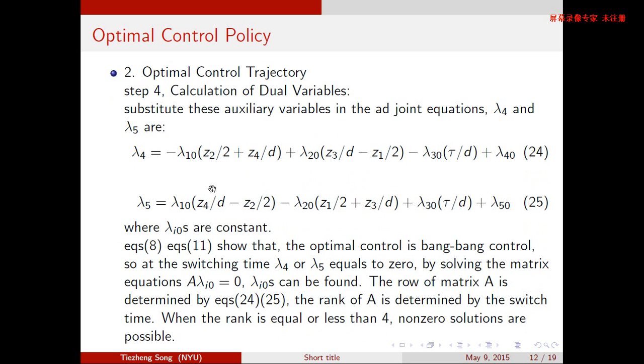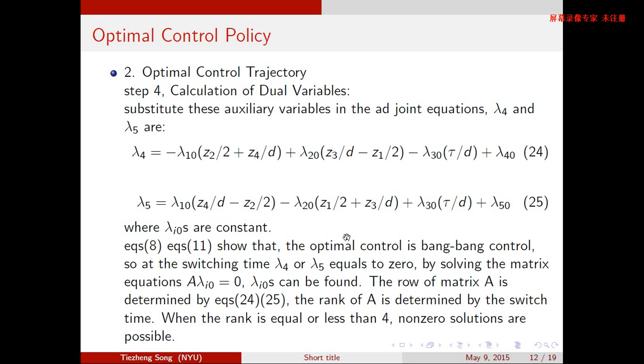when the control of the right whale switches at some time, in this case the value of lambda 4 needs to be equal to 0, which means this equation needs to be 0. So it is obvious that the number of equations we get depends on how many times the control policy is switched.